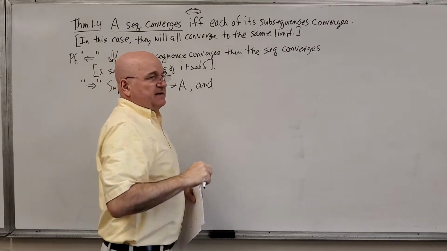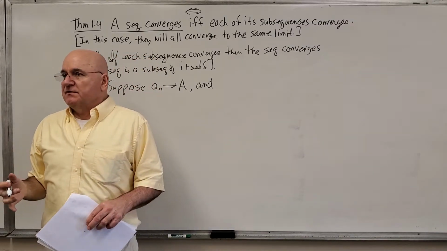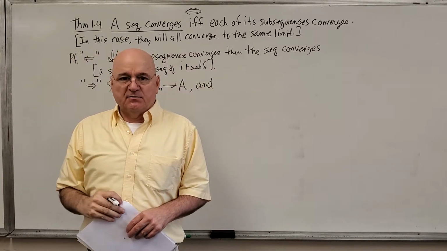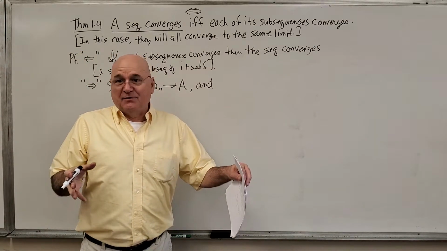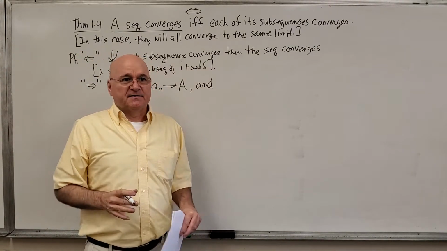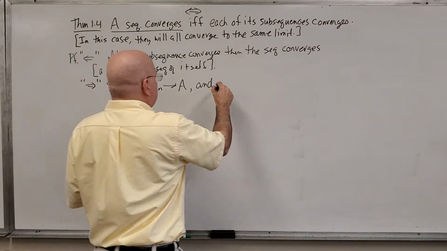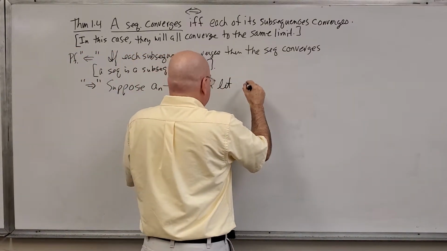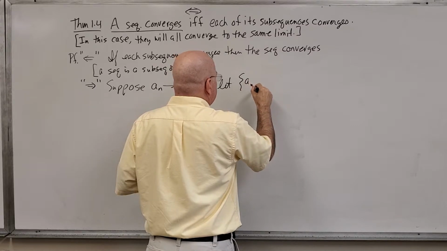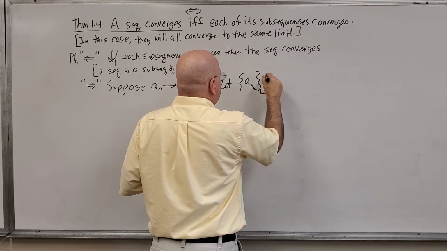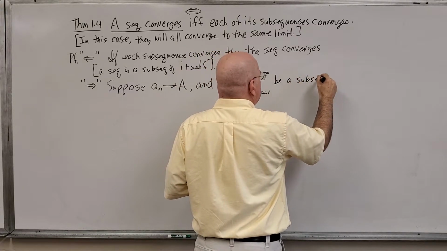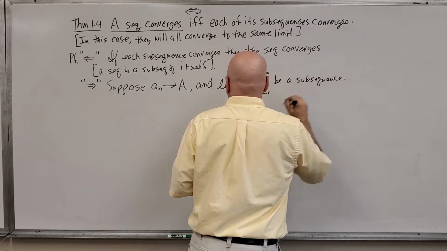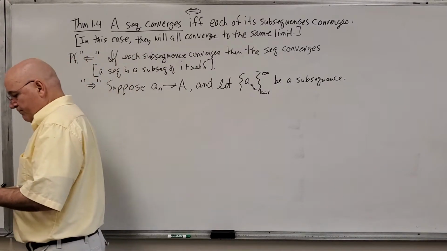To prove the right-hand side, you can't prove every subsequence converges individually. You just pick an arbitrary one using variable names, and if it works for that one, it'll work for every subsequence. So let's just say, let A sub n k, k equals 1 to infinity, be a subsequence of the original sequence.